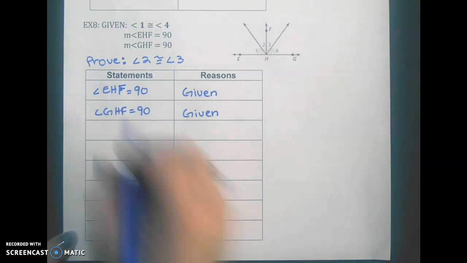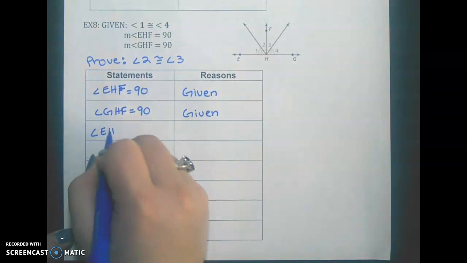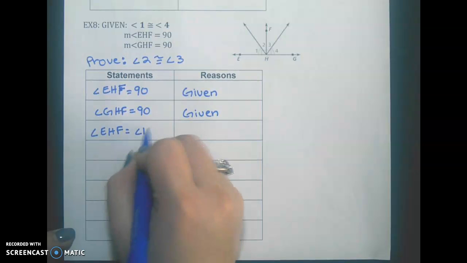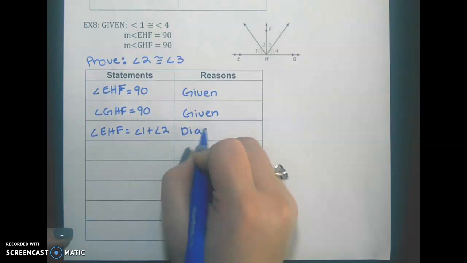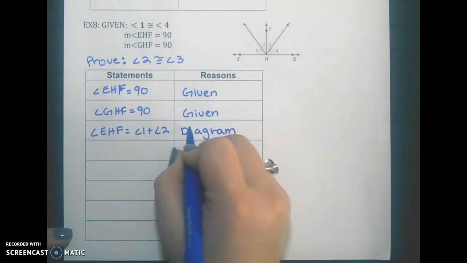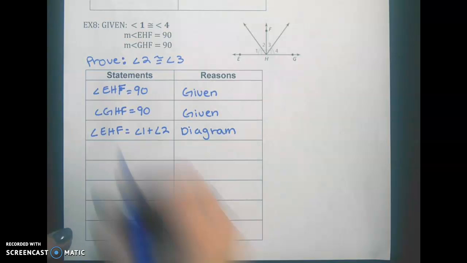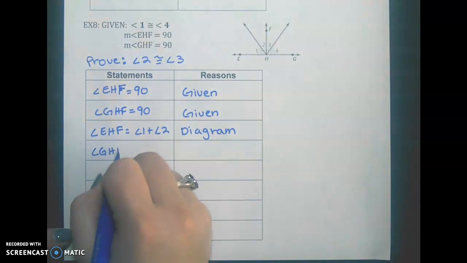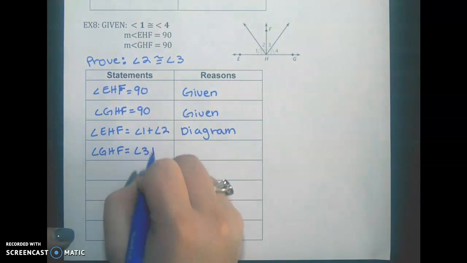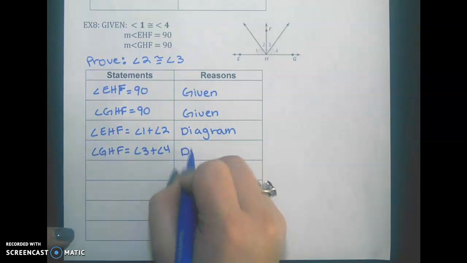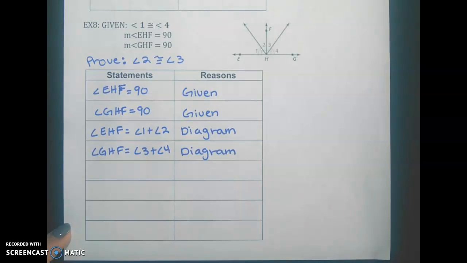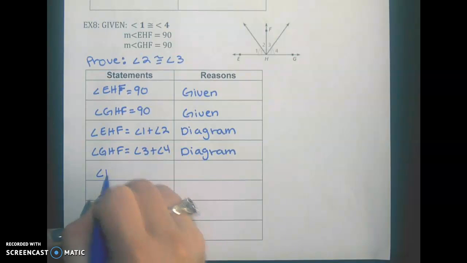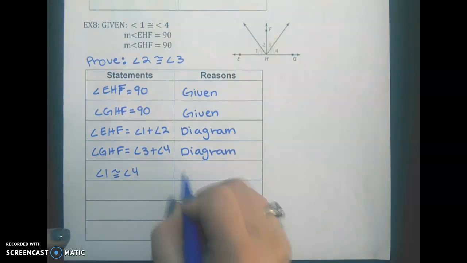Then I can say that angle EHF is equal to angle 1 plus angle 2. And I could say either given or from the diagram. Okay. I can also say that angle GHF is equal to angle 3 plus angle 4. And again, I find that from my diagram. And lastly, I'm given that angle 1 is congruent to angle 4.